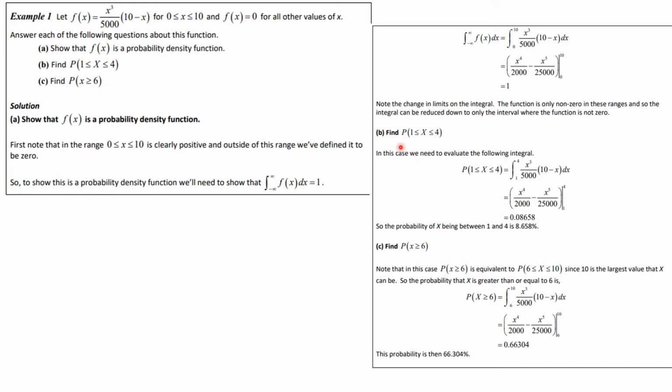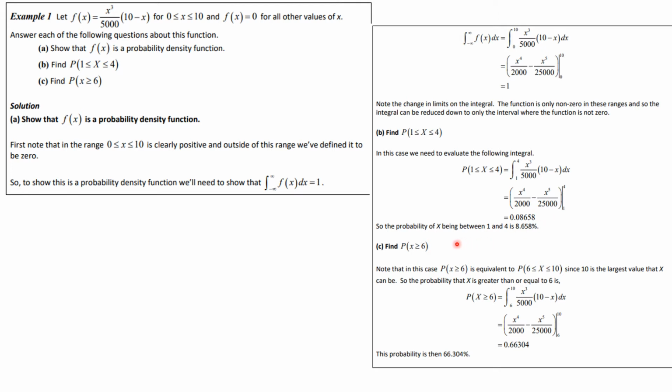Let's move to problem B, where we're supposed to find the probability that this x, given by this density function, lies between 1 and 4. And so we integrate from 1 to 4, and it is equal to the integral of x cubed over 5,000 times 10 minus x, dx. Again, we integrate, but this time we're evaluating at 1 and 4 using the fundamental theorem of calculus. We do the calculation and we get that this is equal to 0.08658.